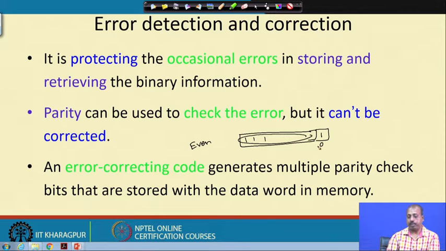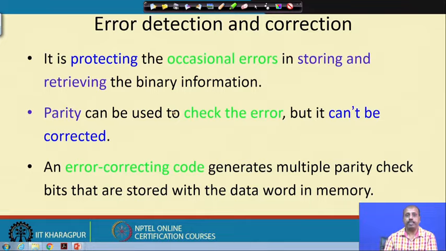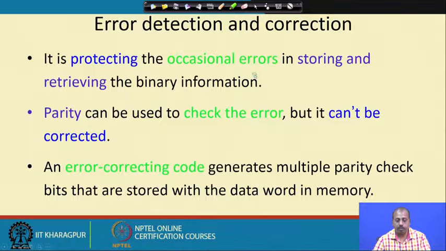That we have seen with the XOR, and you know that this can be done very easily using an XOR circuit. So parity can detect the error, but it cannot correct it. Error correcting codes can generate multiple parity check bits that are stored with the data word in memory, and that can lead to a better possible correction of this corruption. We will see how this is done.